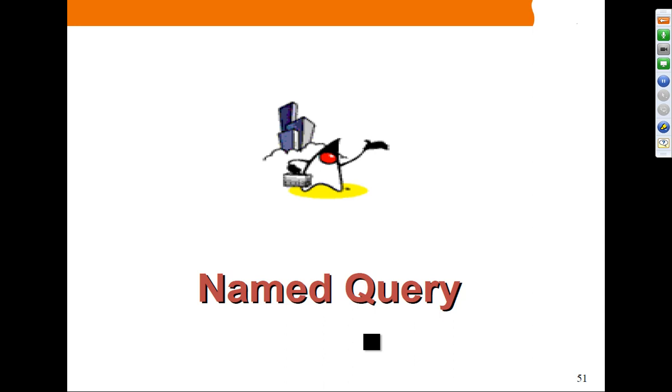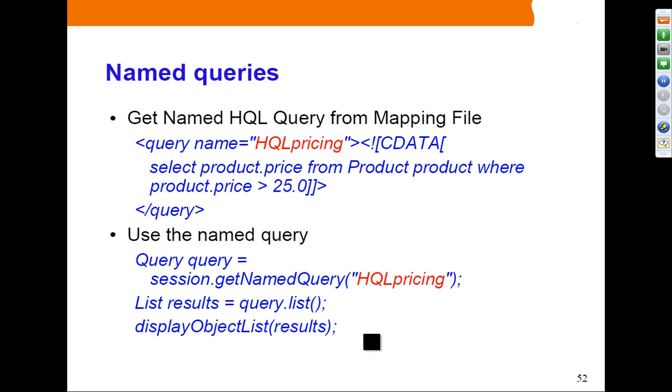Named query. Basically, you make a named query, and then you can use it in different places. So this is for convenience. Here you create a named query called HQL pricing, which is this HQL: select product price from product where product price is 25 and 0. And then later on you can use the named query. Basically you create a named query object specifying the named query that is defined here in the mapping file, and then you can perform the query operation.